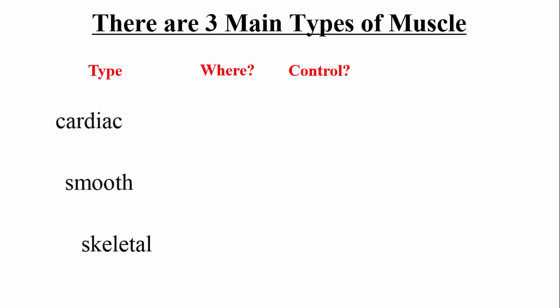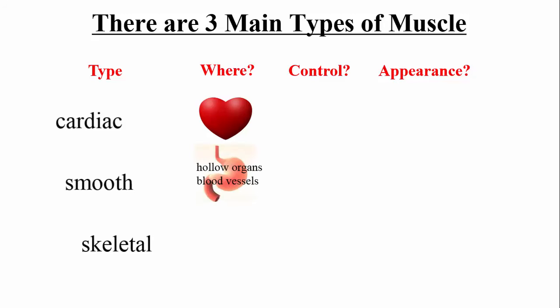And then the third column is, what control are they under? And then finally, what do they look like? What is their appearance? And we'll talk about that more in lab. Okay, so cardiac muscle occurs in the heart. Smooth muscle, hollow organs, blood vessels. Skeletal muscle, that's all the other muscles we think about as being muscles, right? Your biceps, your triceps, etc.